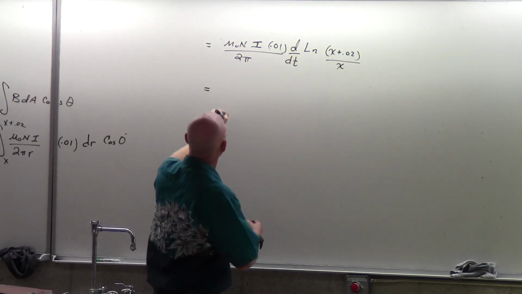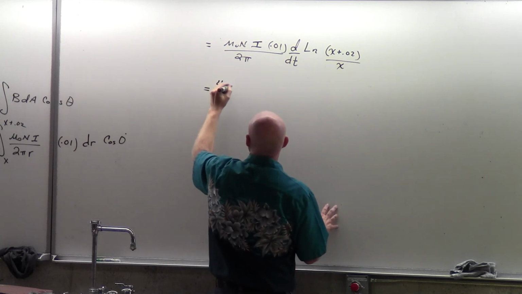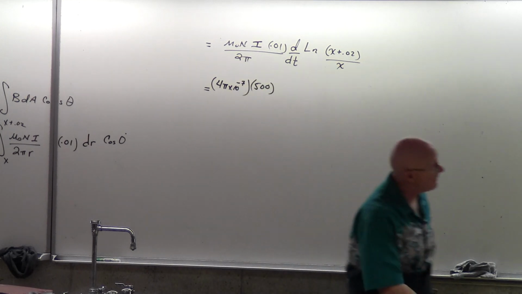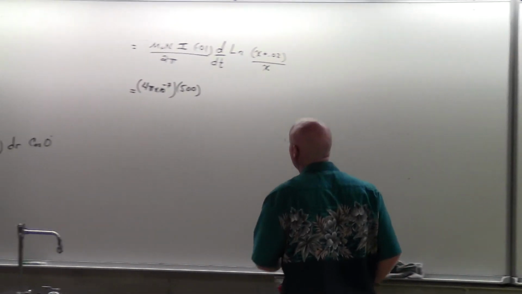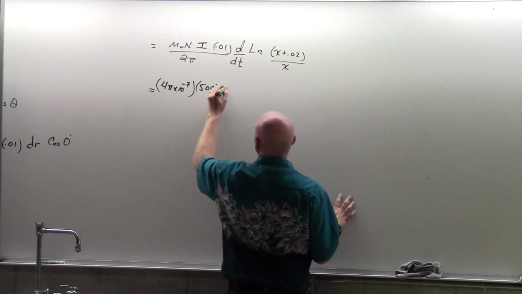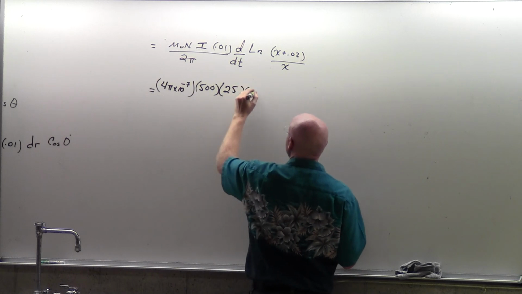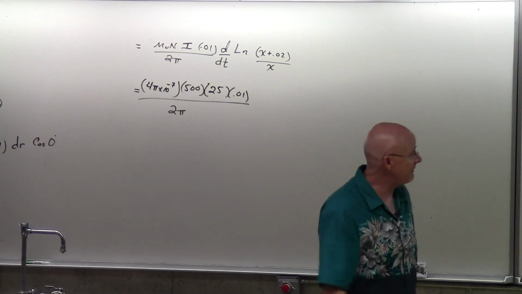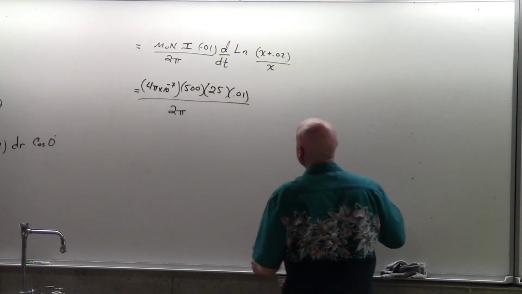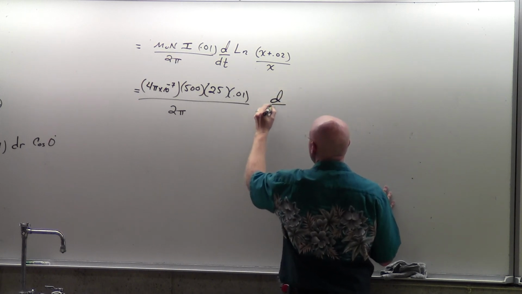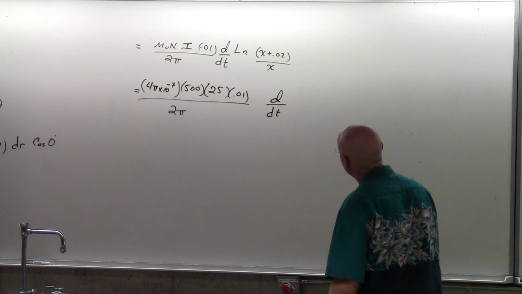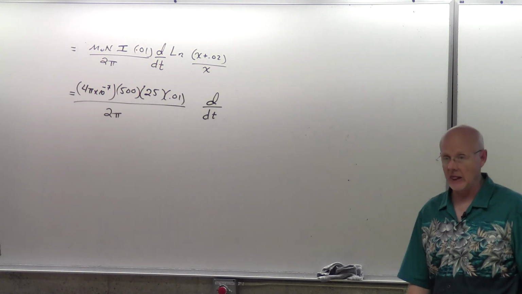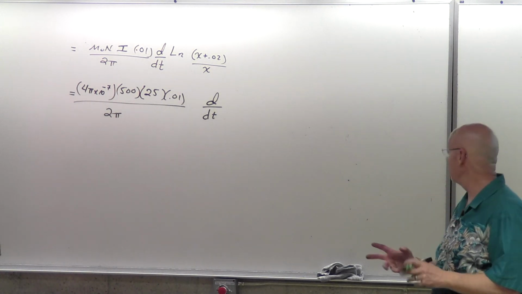In fact, maybe I'll even put in my numbers. Mu naught is 4 pi times 10 to the negative 7. The n, I think, was 500, wasn't it? Yeah, 500 turns. I'll put that one in. The current, if I remember right, was 25 amps. Let me check that one. Good, 25 amps. And then I have a derivative. Ooh. And that does not look like an inviting derivative. Got a derivative of an ln, and then I got a chain rule that's got x's in the numerators and the denominators.